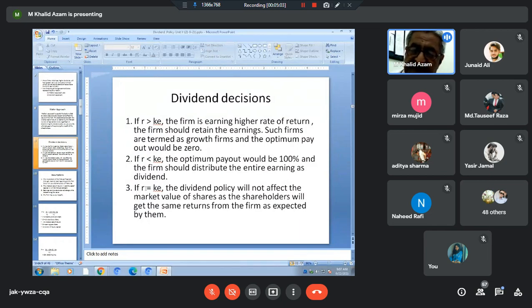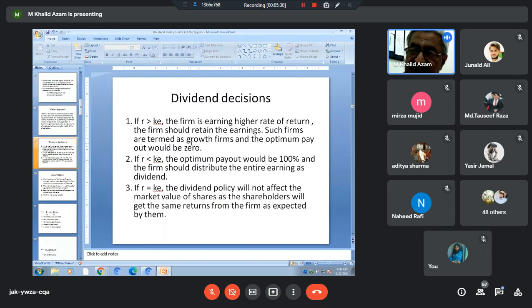And the other situation is where the rate of return is equal to the cost of capital. Both are the same. In that case, they say that this is a normal firm. What is that? R is equal to K, it is a normal firm. R is less than K, that is a declining firm. R is more than K, that is a growth firm. So based on that, you will find this classification.